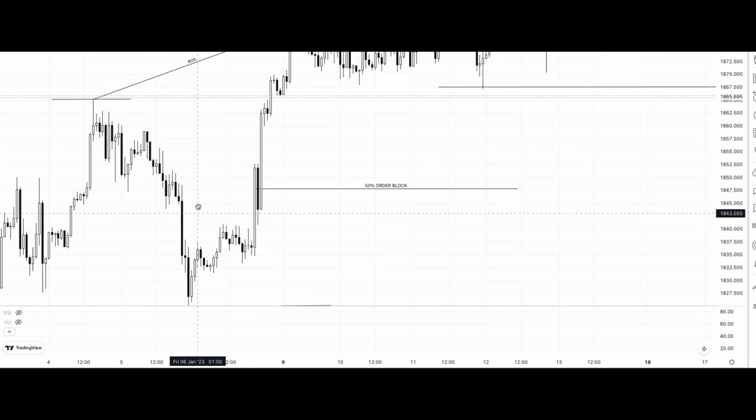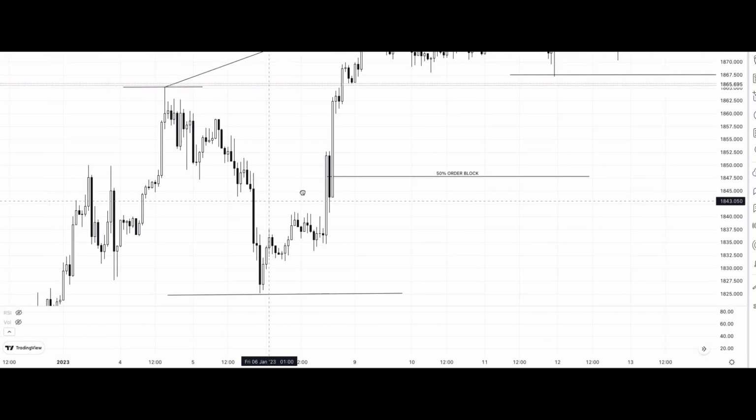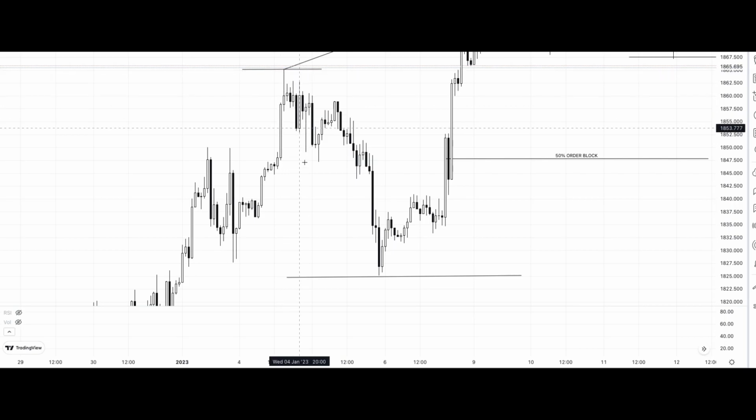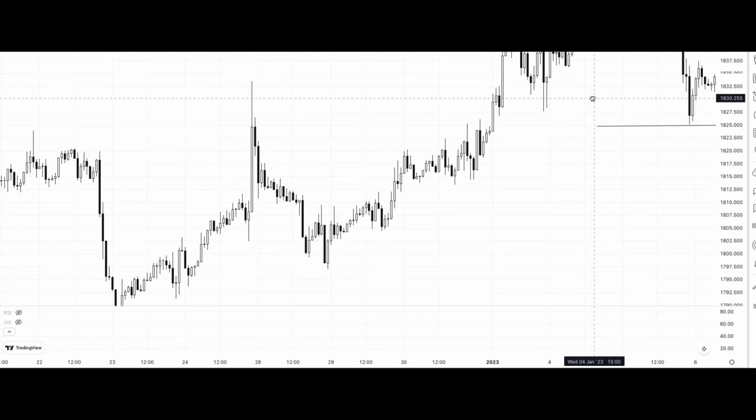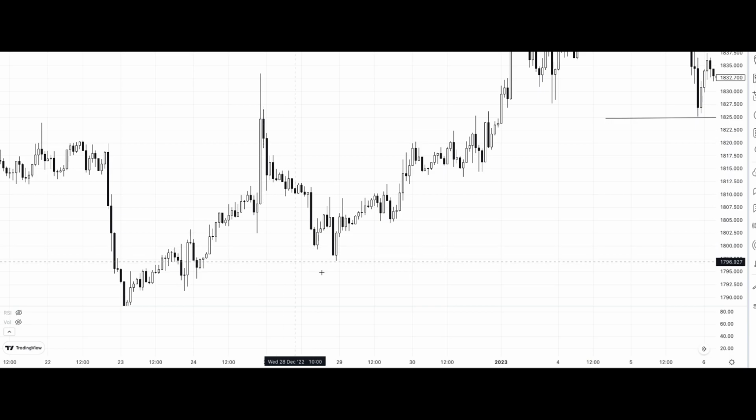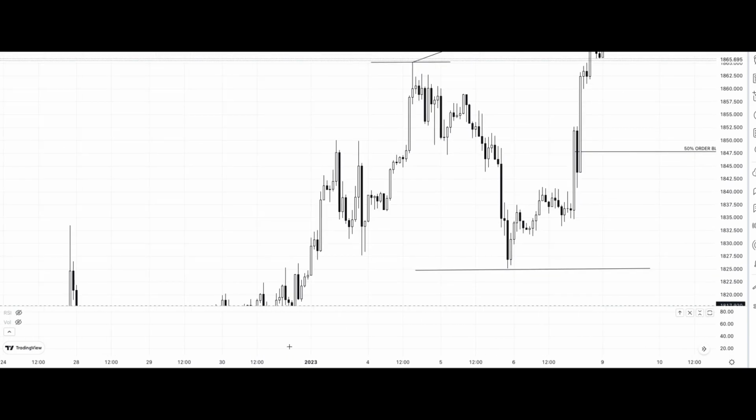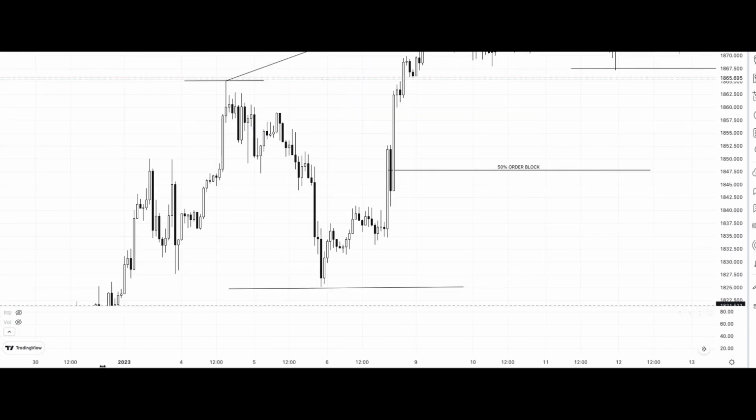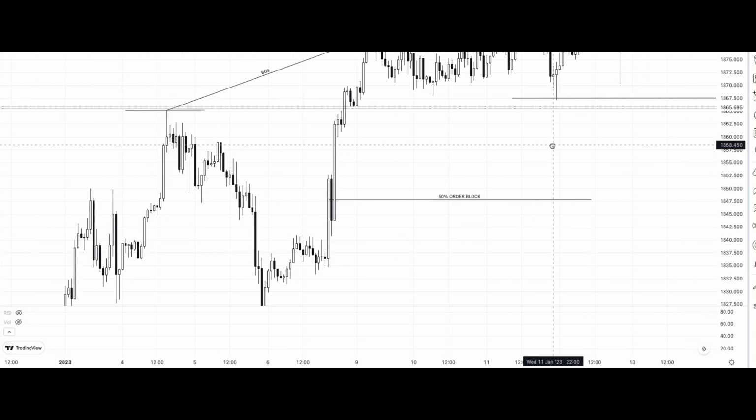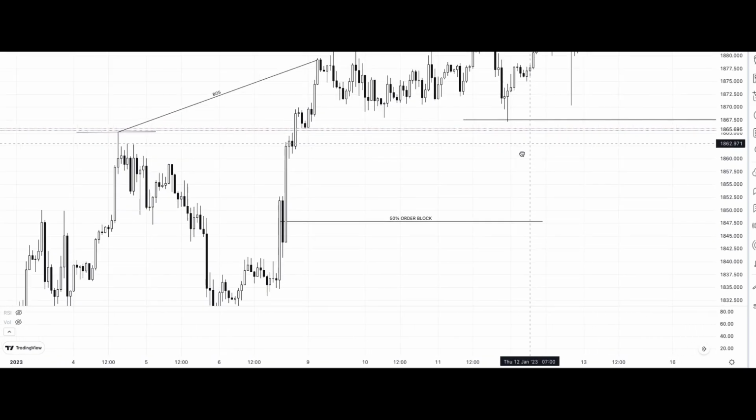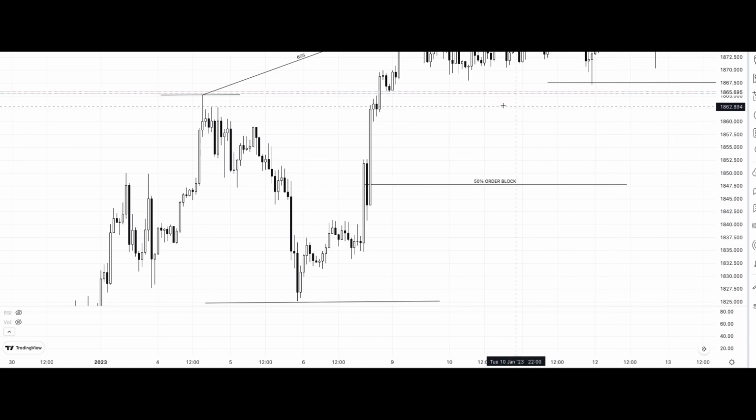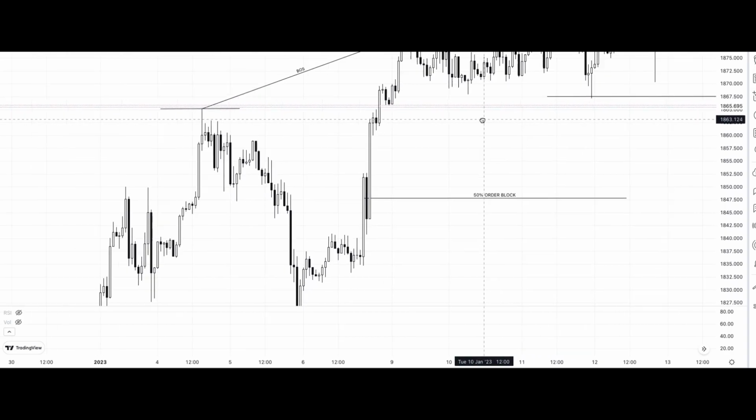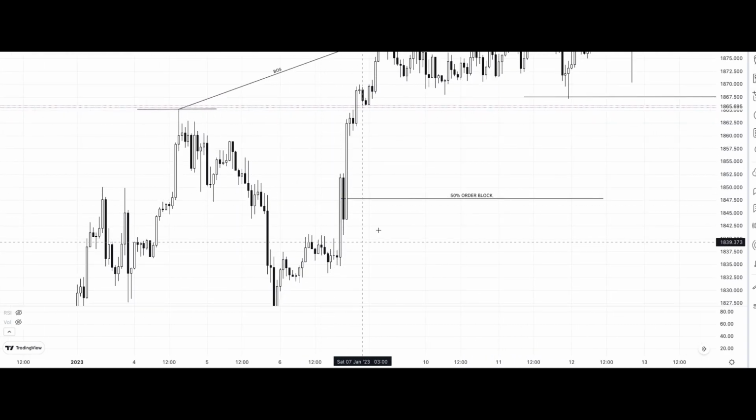This is gold here. Okay, so we have a high here, we have a low here, and previously we have a high and a low. So we have two higher highs and two higher lows. And then there's more structure up here previously. But for right now, we're going to talk about these right here, where you see 50% order block.